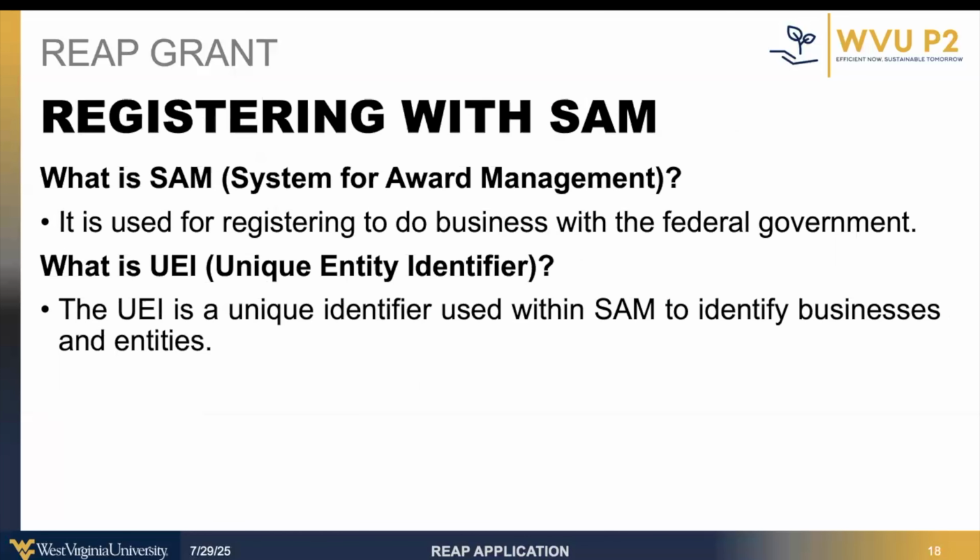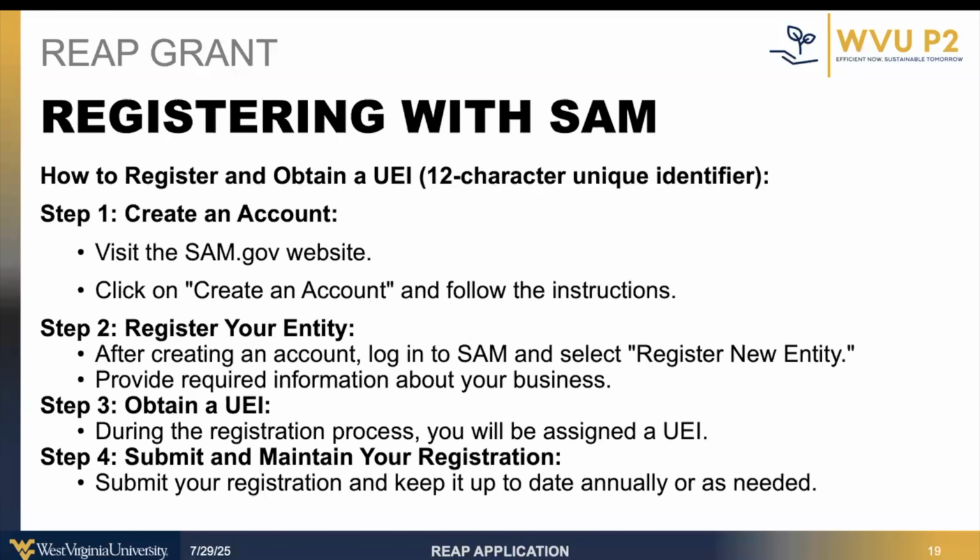Before you apply, you need to register your business at sam.gov. This is required for all federal funding. You'll receive a UEI, which is part of the registration. Here's the process. First, go to www.sam.gov and create an account. Then register your business. During that process, you will be assigned your UEI.